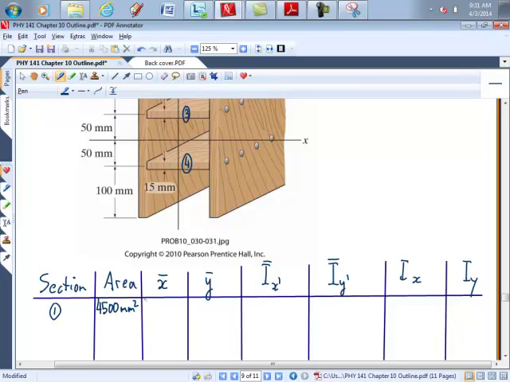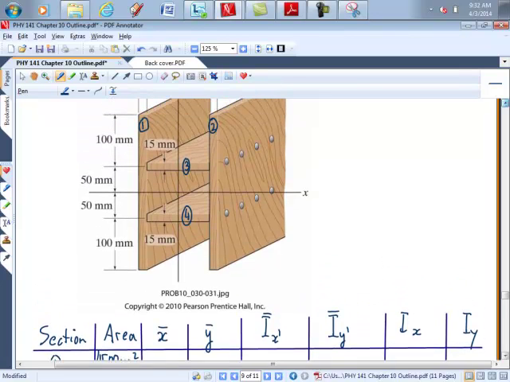I could use meters instead of millimeters. The only difference is instead of getting ridiculously large numbers, when we start taking them to the power 4, we'd end up with ridiculously small numbers. So it doesn't really matter, as long as you keep track of your units.